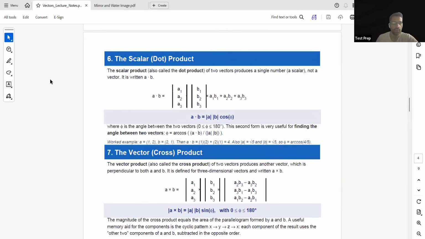Now first of all, the scalar product, also called the dot product of the two vectors a dot b, is given by a1b1 + a2b2 + a3b3. This is the x-axis, this is the y, and this is the z. If we have to find the angle between the two vectors, the angle exists between 0 to 180. The second form is very useful for finding the angle between the two vectors. Theta is equal to cos inverse of a dot b upon mod a mod b. So theta is equal to cos inverse of 4 by 5. Same method.